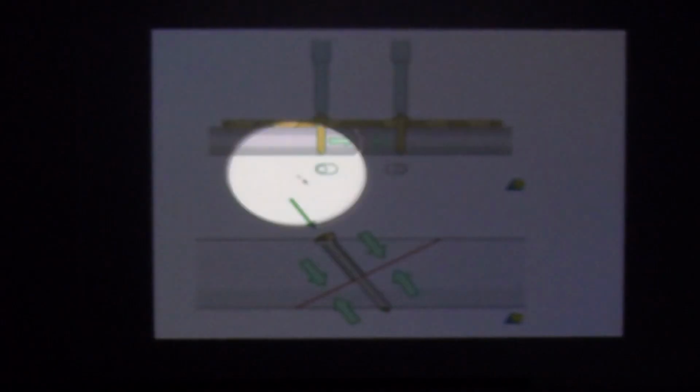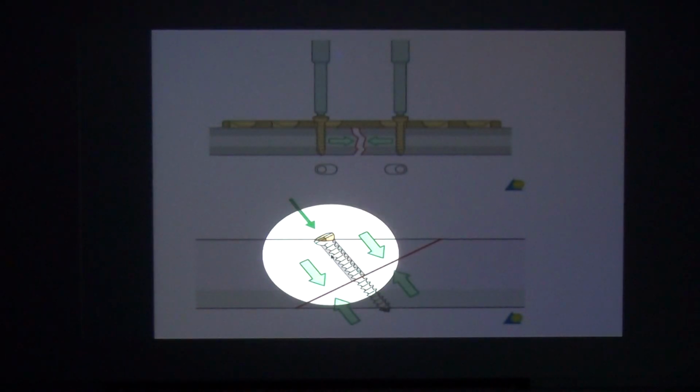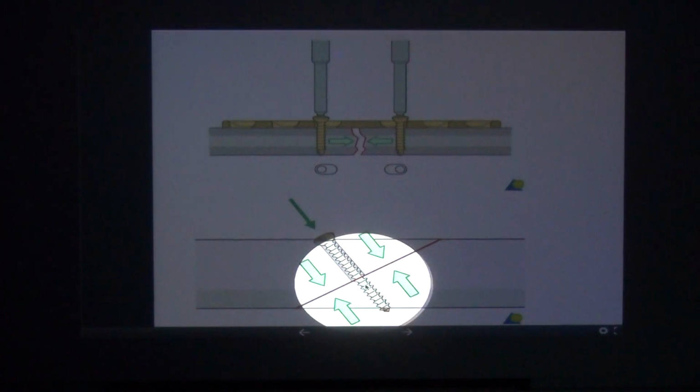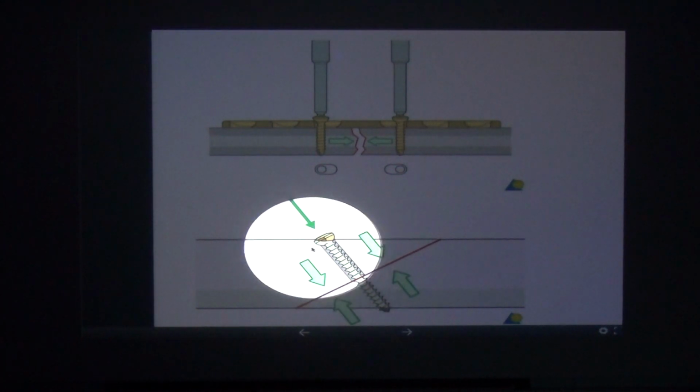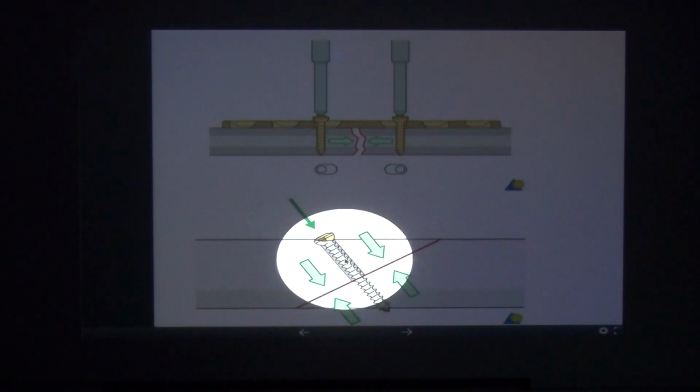Okay, so this is a lag screw. So they've over-drilled this side and they've under-drilled this side. It gets grip on this side. The head gets jammed in the top. What's the thing you've got to be cautious of if you're doing this?